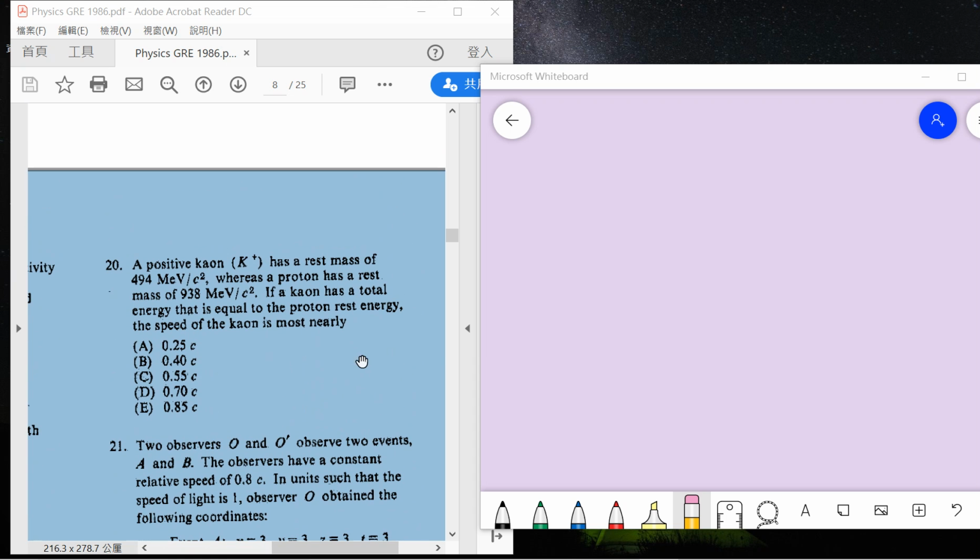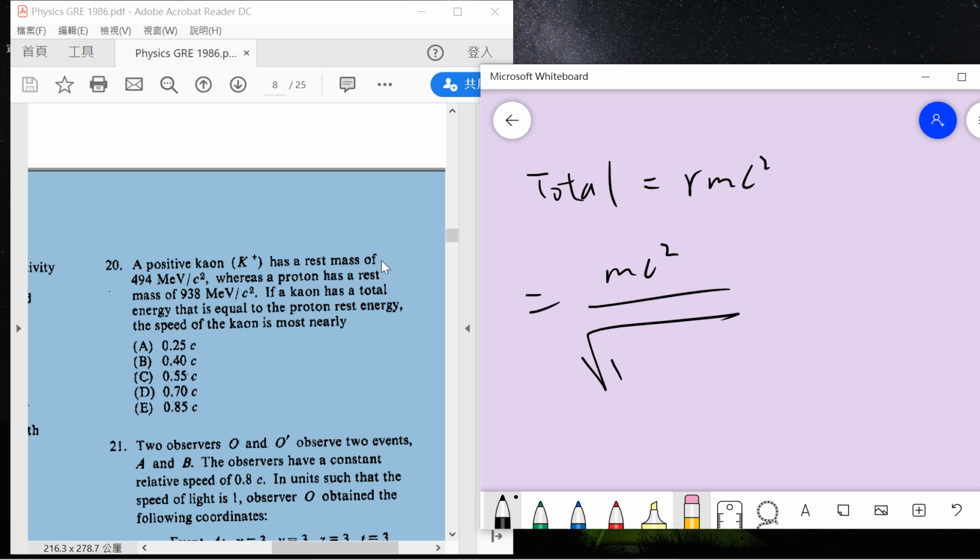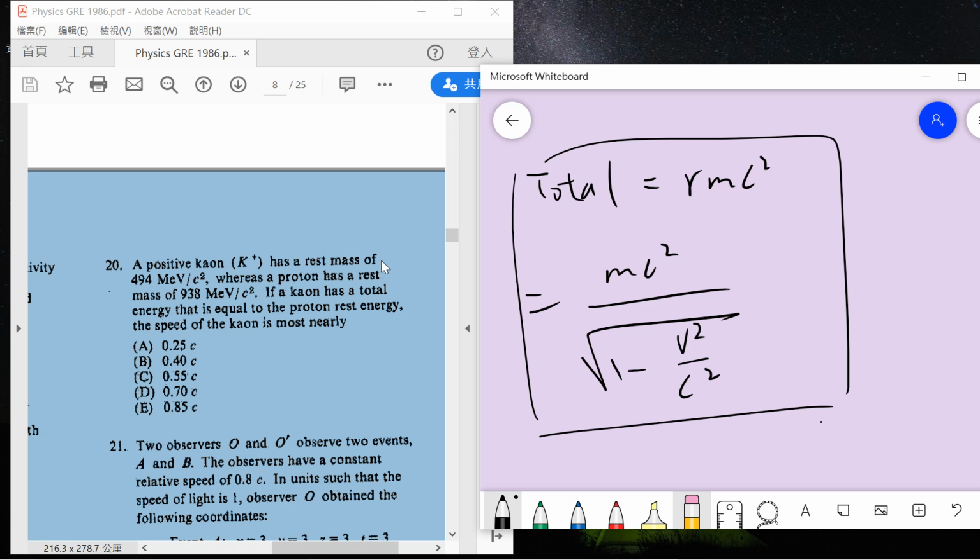Okay, 20. The positive kaon has a rest energy 494, and the proton has mass energy 938. And if the kaon has total energy that equals the proton rest energy. Okay, so total energy is gamma mc squared. Gamma is 1 over the square root of 1 minus v squared over c squared. Sometimes somebody will call this beta.